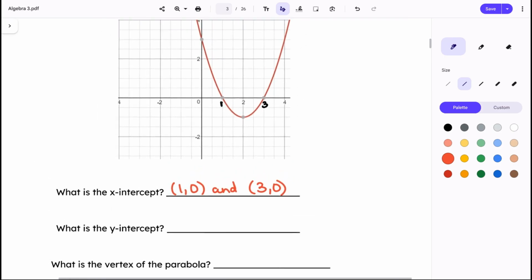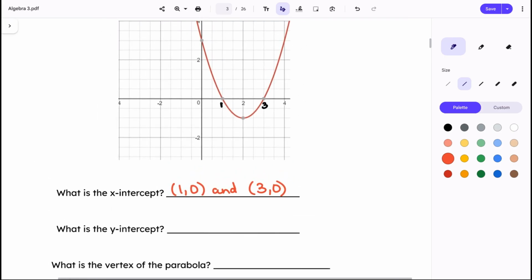Does it have a y-intercept? Yeah. At where? Good. 0, 3.